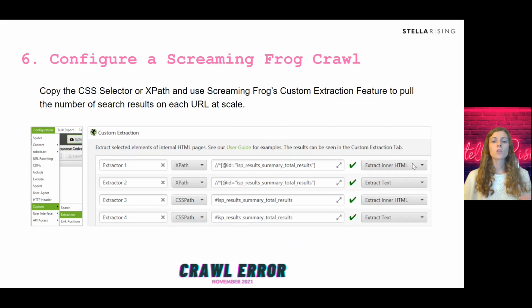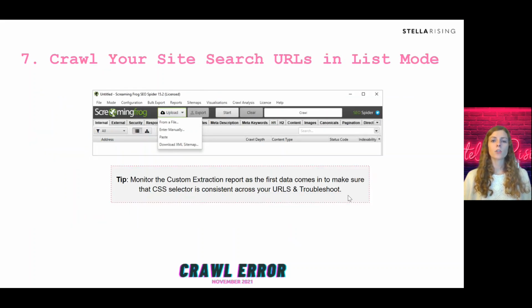This will vary site by site based off of what that element is on the page that's differentiating the number of results. So once you've done that, you're going to crawl your site search URLs, the entire list, in list mode. And you are going to want to monitor that custom extraction report to make sure your data is coming in accurately. So perhaps there's variations in how the data is displayed, if there's no results on the page or if there's one result on the page. So make sure that every URL is populating an accurate search result number.